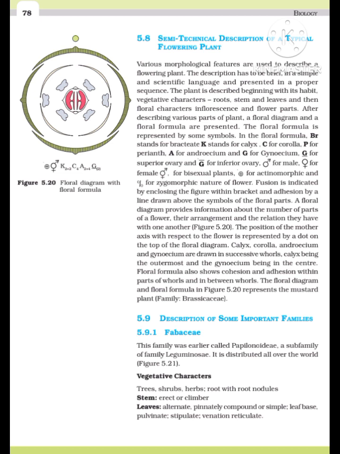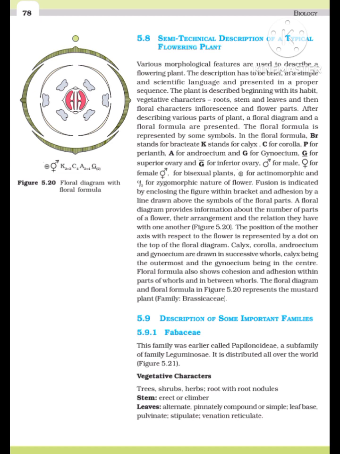5.9 Description of some important families. 5.9.1 Fabaceae. This family was earlier called Papilionoideae, a subfamily of family Leguminosae. It is distributed all over the world, Figure 5.21. Vegetative characters: trees, shrubs, herbs; root with root nodule; stem erect or climber; leaves alternate, pinnately compound or simple; leaf base pulvinate, stipulate; venation reticulate.